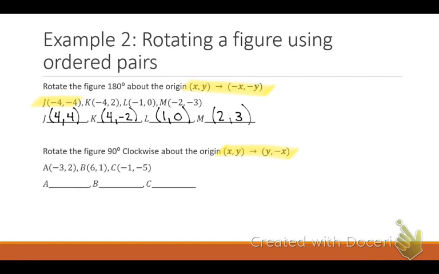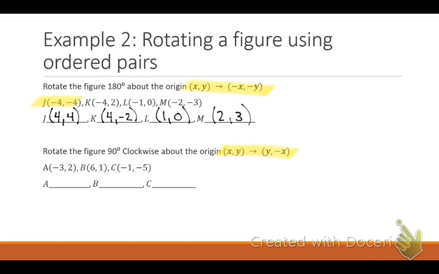Now let's look at the next one. I'm rotating the figure 90 degrees clockwise about the origin. This is not necessarily important, but I do want to mention it. 90 degrees clockwise is the same thing as what, if you met it going the other way? 270 counterclockwise, because you're meeting at the same point. So that's why the code is the same.